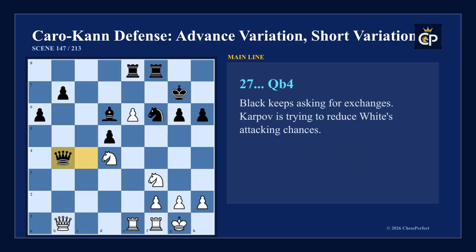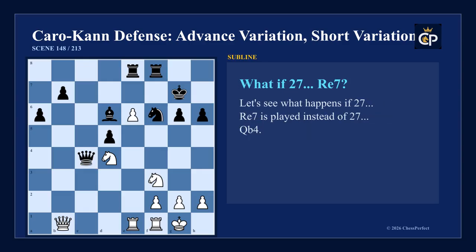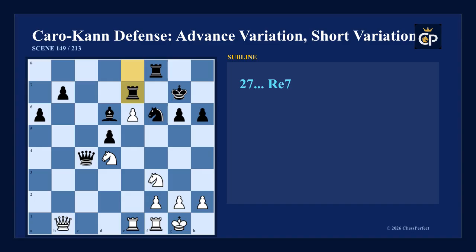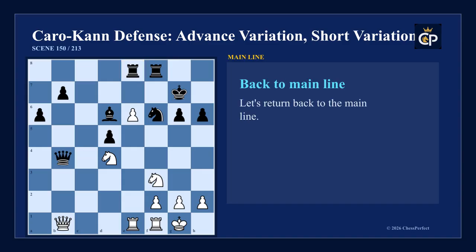Queen b4. Black keeps asking for exchanges. Karpov is trying to reduce White's attacking chances. Let's see what happens if rook e7 is played instead of queen b4. Rook e7. Let's return back to the main line.